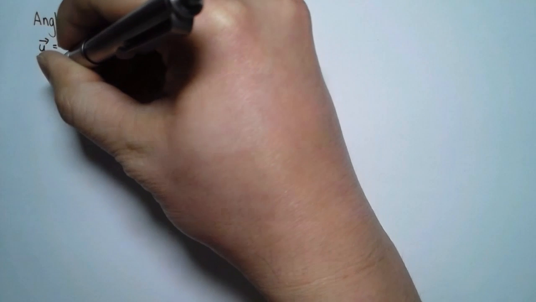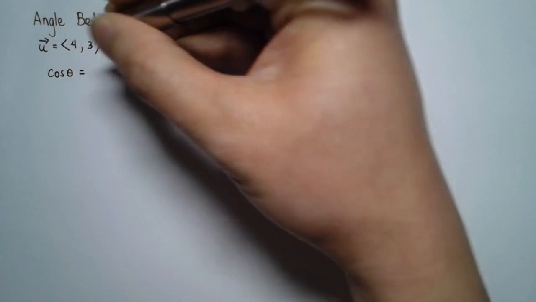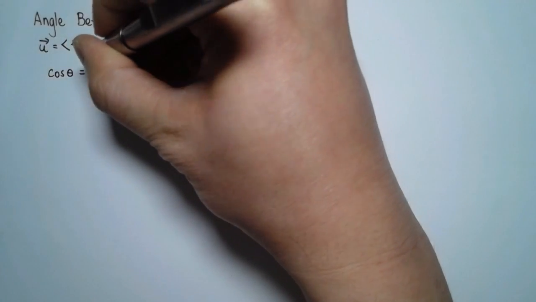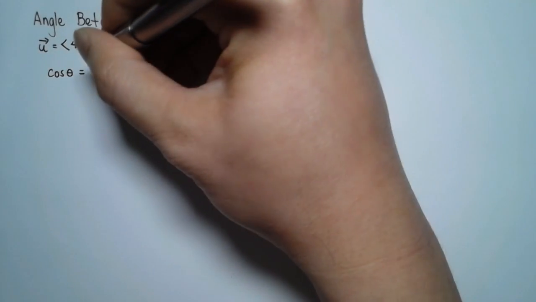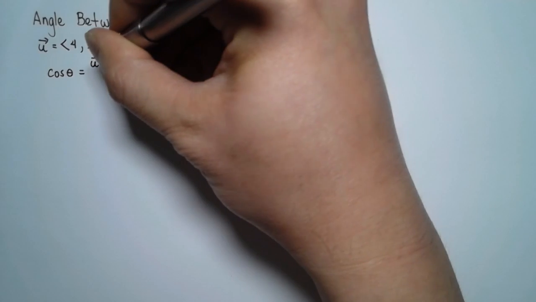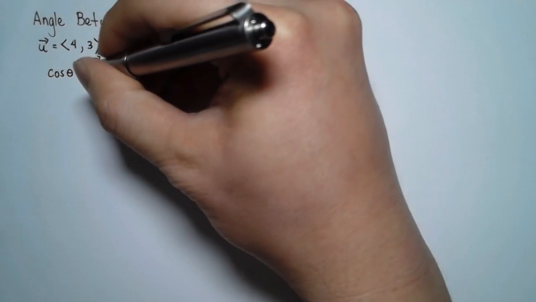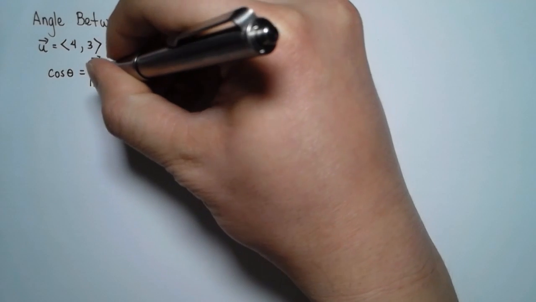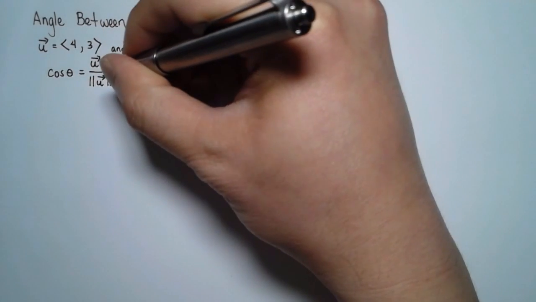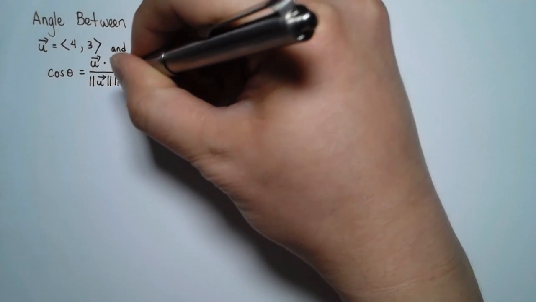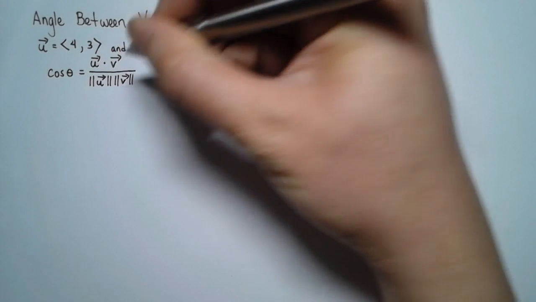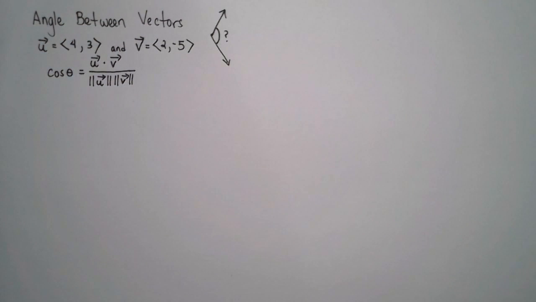and we are going to find it by using this formula right here. Cosine of theta equals the dot product of u and v divided by the magnitude of u times the magnitude of v. That's the formula that we're going to use to find the angle between vectors.